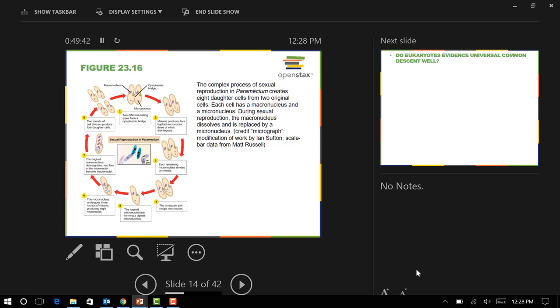This is called conjugation, by the way. I don't know if they wrote that in that description. They do not. But this process is called conjugation, yeah.